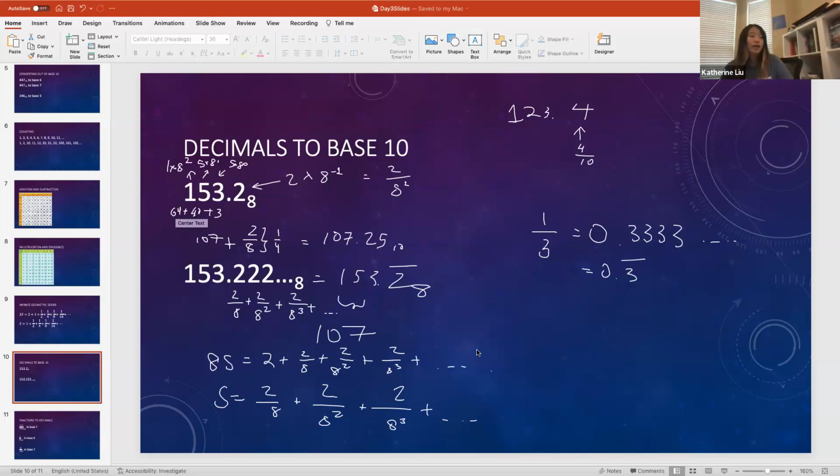So now, just like last time, we can do our slick subtraction thing, and then it gives us just 7S equals 2. So now we have S equals 2/7. So this 0.2 repeating base 8 is in reality just equal to 2/7. So 153.2 repeating is going to be equal to 107 and 2/7.